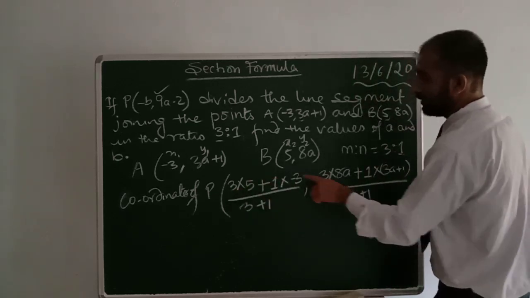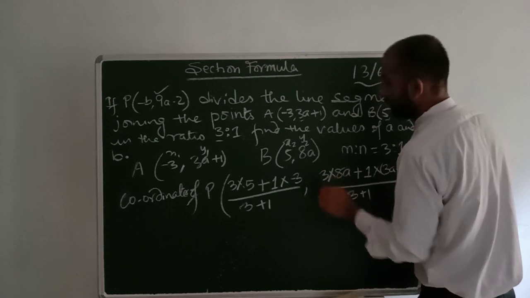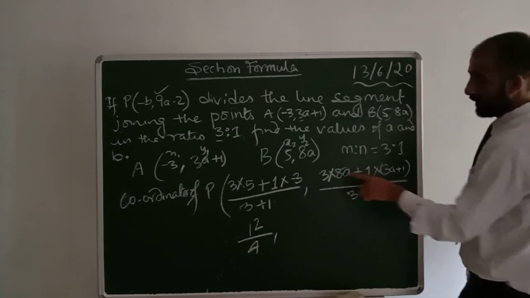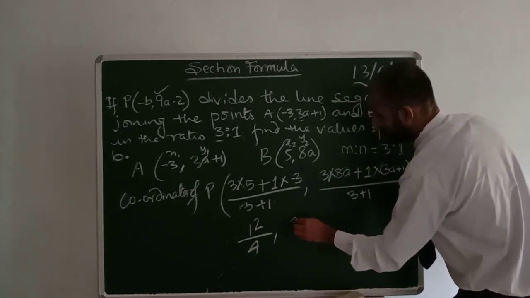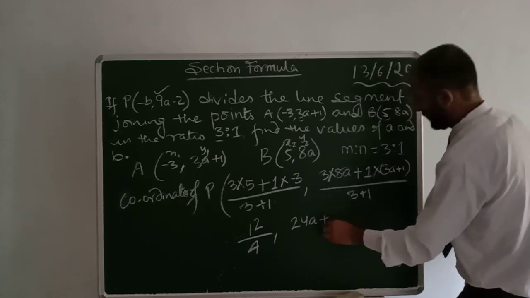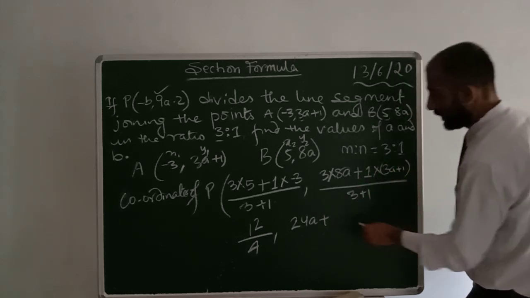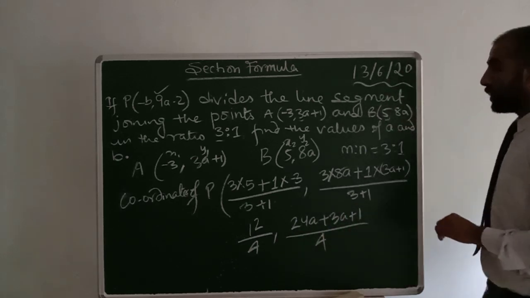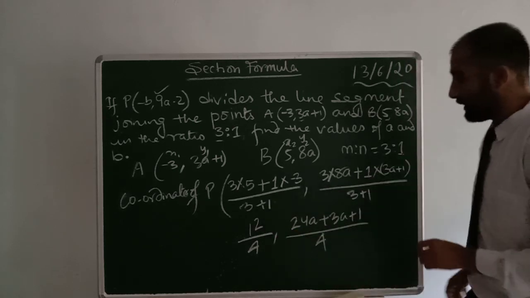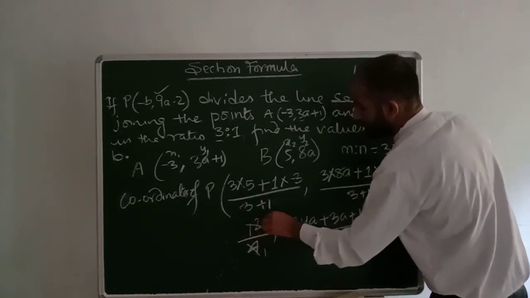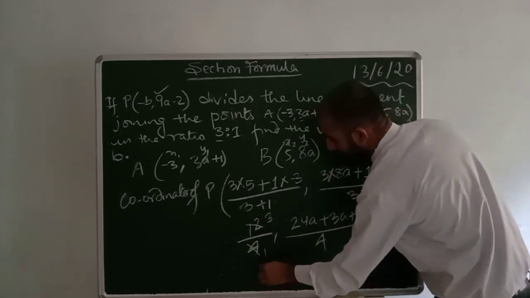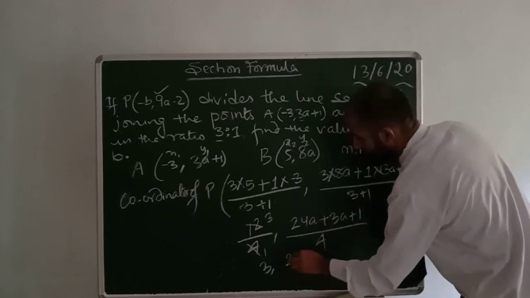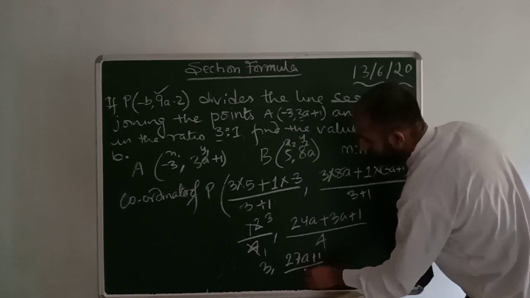Okay, 3 5s are 15, minus 3 1s are minus 3, so 15 minus 3 will give you 12 divided by 3 plus 1 will give you 4. Okay, 8 3s are 24, so 24a plus 3a plus 1, because here n is 1, so no need to worry. So (3a + 1) divided by 4. As you can see, we can further simplify it. 4 3s are 12, so 3 we got. Here 24a plus 3a is 27a, that is (27a + 1) by 4.